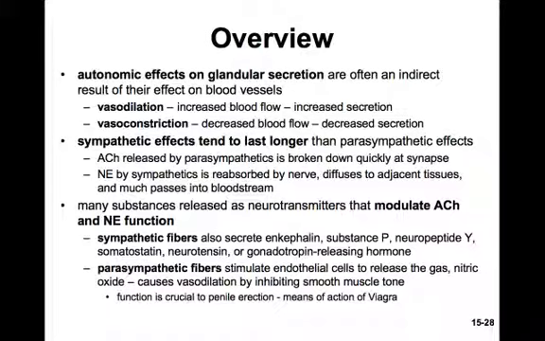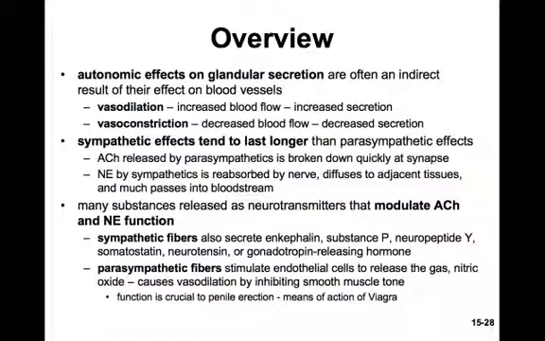Many substances that are released as neurotransmitters can modulate norepinephrine and acetylcholine function. Although the autonomic fibers will secrete either acetylcholine or norepinephrine, many of them also secrete these neuropeptides that modulate the function of acetylcholine and norepinephrine. For example, the sympathetic fibers will also secrete enkephalins, substance P, neuropeptide Y, somatostatin, neurostatin, or gonadotropin-releasing hormone. You may remember some of the functions of these from last semester, but it's not important at this point.